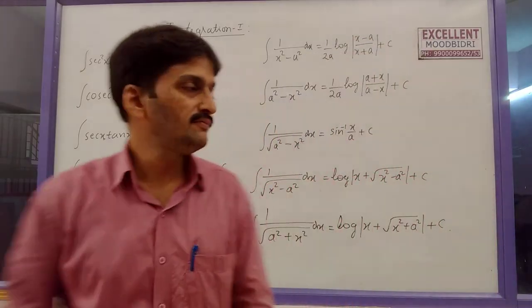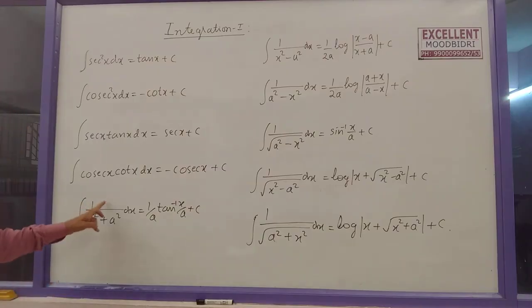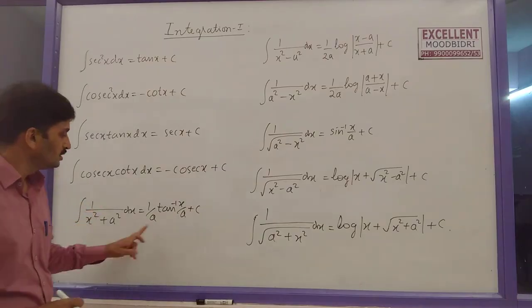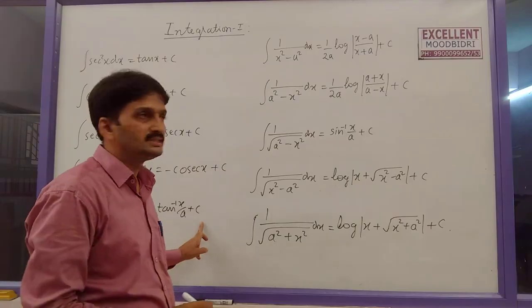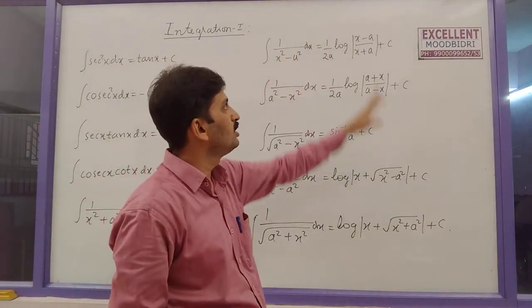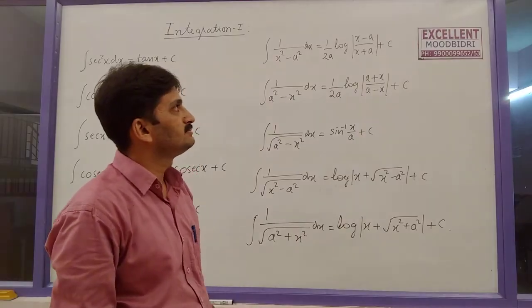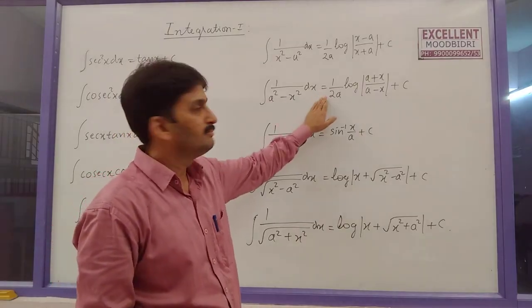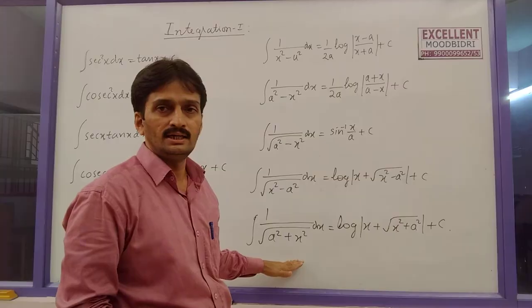Now let us see a few more integrals. Integral of 1 by x square plus a square is 1 by a tan inverse x by a plus c. Integration of 1 by x square minus a square is 1 by 2a log mod x minus a by x plus a plus c. Similarly, remember these three integrals.